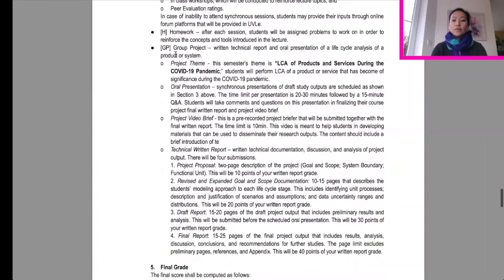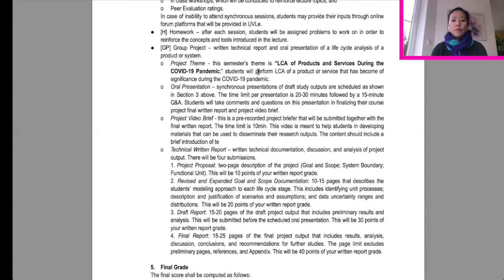And lastly, you have the group project. This is basically a written technical report and oral presentation of a life cycle analysis of a product or system. This semester, the project theme is still LCA of products and services during the COVID-19 pandemic. Last semester, we had the same theme for the project, and I decided to adopt the same theme to continue on the work or further recommendations of my previous students in terms of future work, or also explore other opportunities under this umbrella topic.